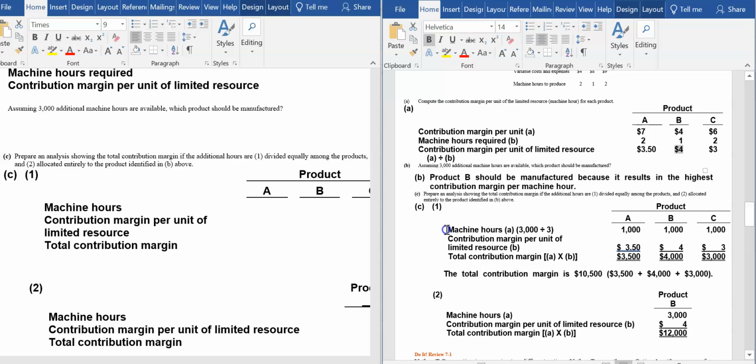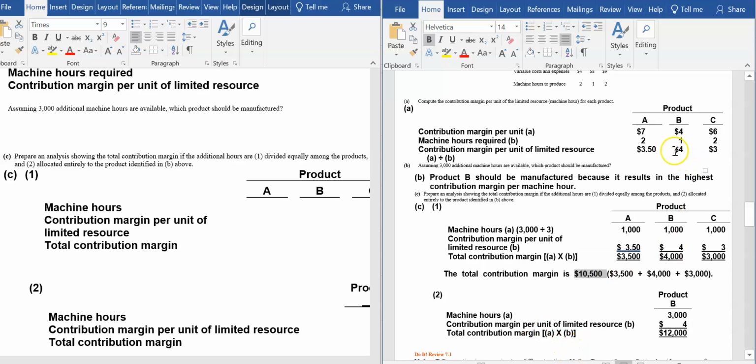So in the first scenario, if we allocate those 3,000 hours equally across the 3 products, each one will get 1,000 machine hours times its contribution margin per machine hour to get the total contribution margin that it will provide towards covering the fixed cost of the company. Total contribution margin of $10,500.